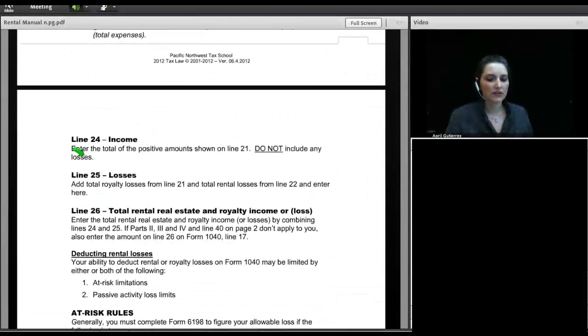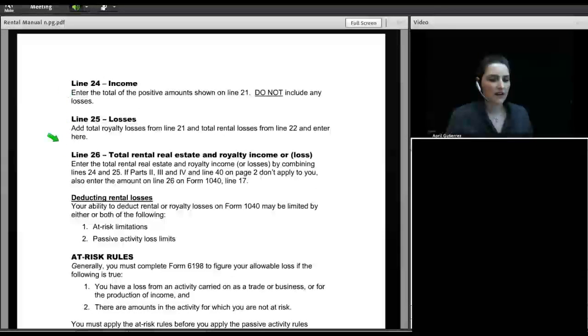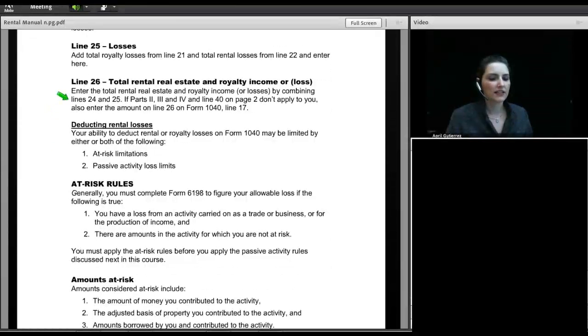Line 24, you enter your income. Enter the total of all passive amounts shown on line 21, but do not include any losses. On line 25, you enter the total royalty losses from line 21 and total rental losses from line 22 and enter here. Line 26, total rental real estate and royalty income or loss. Enter the total rental real estate and royalty income or losses by combining lines 24 and 25. If parts 2, 3, and 4 and line 40 on page 2 do not apply to you, also enter the amount on line 26.